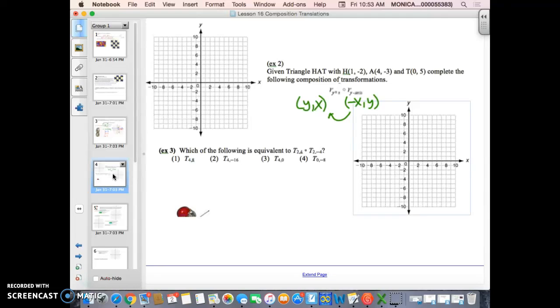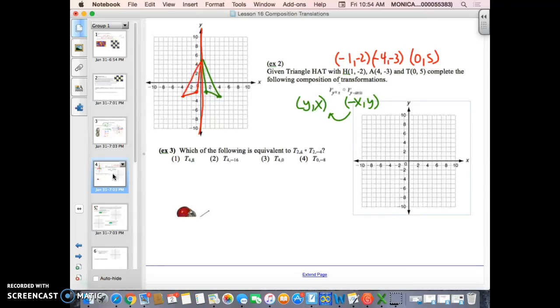My original drawing is at 1, negative 2, 4, negative 3, and 0, 5. Okay, so it looks like this. Then for my second, I'm going to change the x to negative, so it'll be negative 1, negative 2, negative 4, negative 3, and then 0, 5 stays where it is. So I'm essentially reflecting across the y-axis here. So it should look like this now.